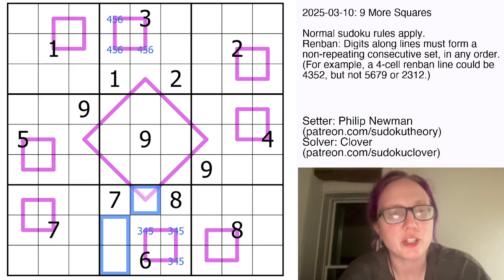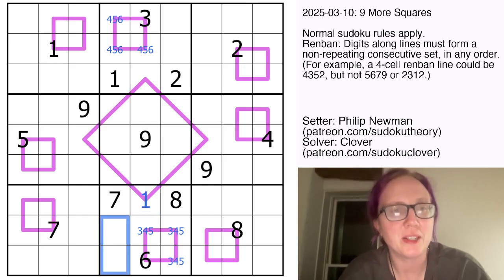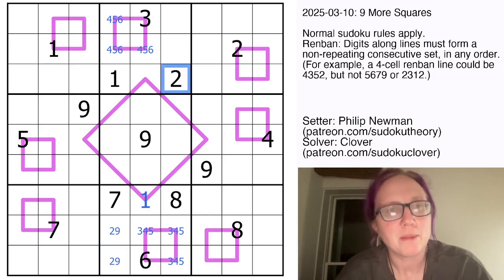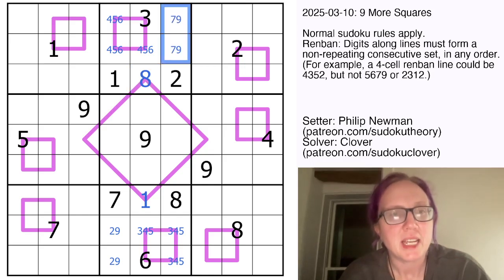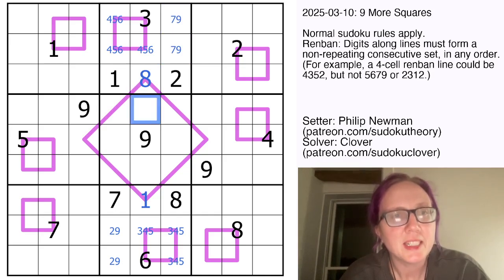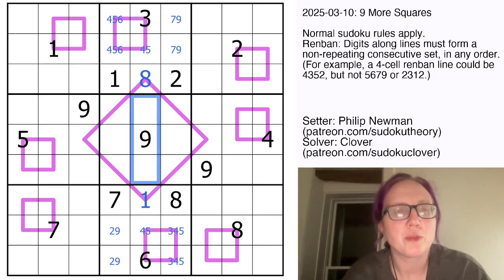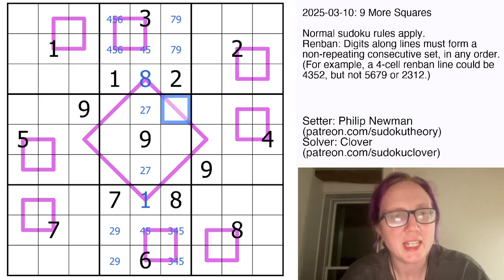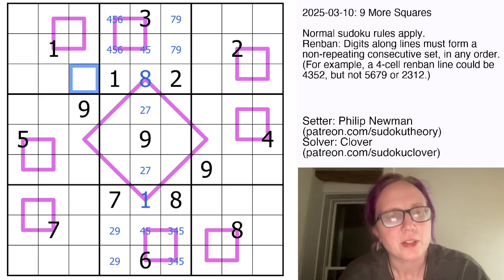So we know our remaining digits here. 1's got to go there because 1 eliminates 1 from these 2 cells. This is going to be a 2-9 pair. 8 can only go here, and these are going to be a 7-9 pair. Now, that's not a 6 because there's a 6 right here, and that's not a 3 because there's a 3 right here, and that means in the column the 2 remaining digits are going to be 2 and 7. Okay, so that's a good start.